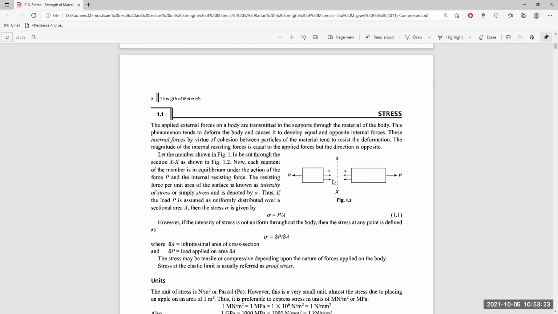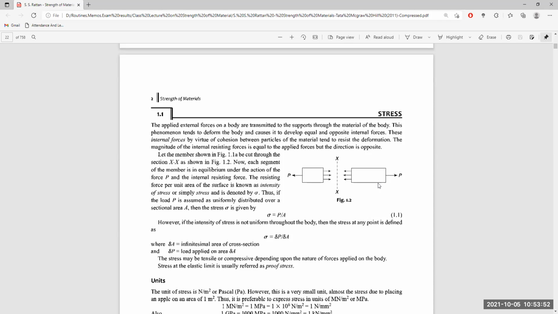This resisting load is uniformly distributed throughout this section here. This is equal to the load. Otherwise, this will break. If the bar has cross-section area A, the stress is the load per unit area, meaning P divided by A here. Similarly, P divided by A here. This bar is loaded by P at both ends. It's pulling by a load P for the whole bar.